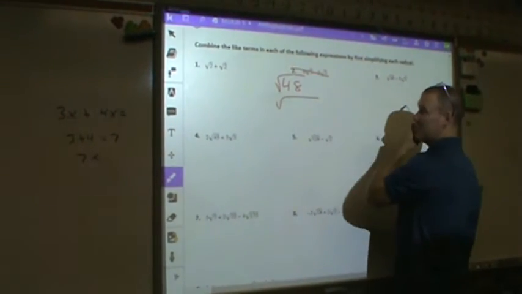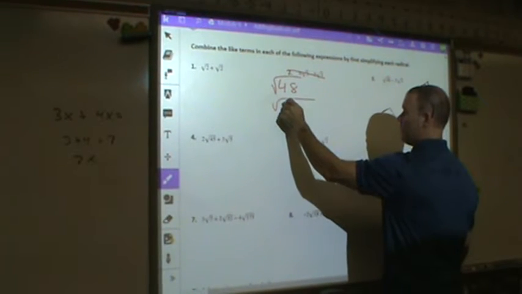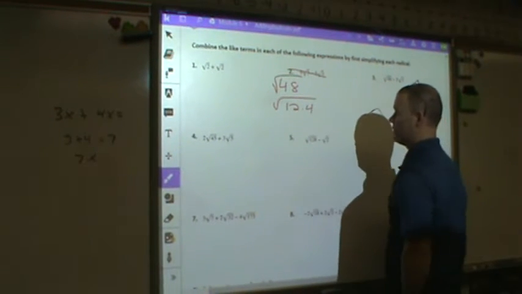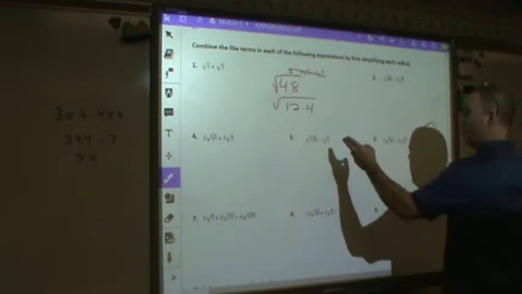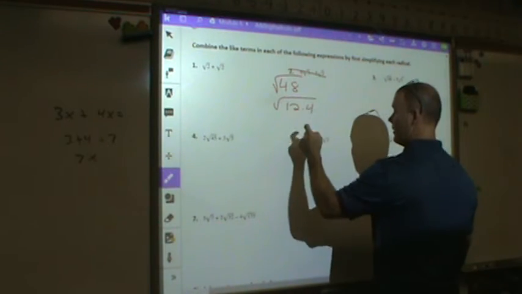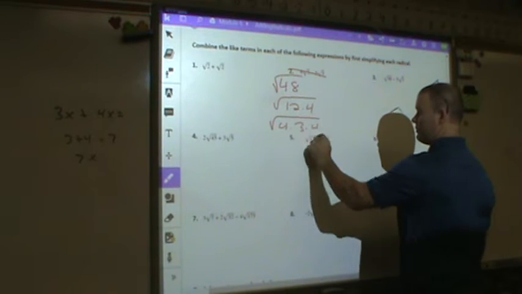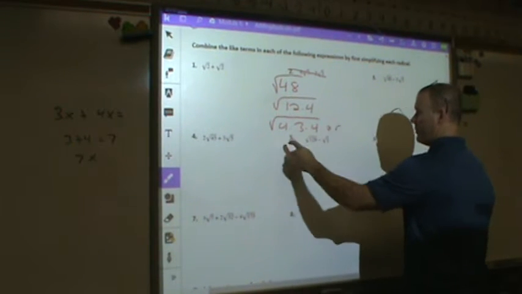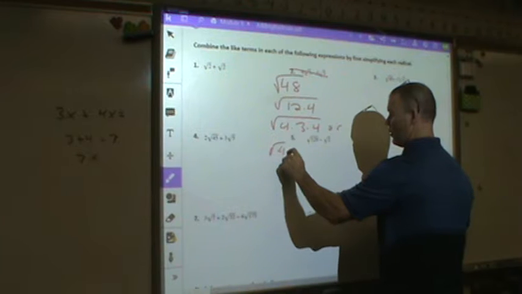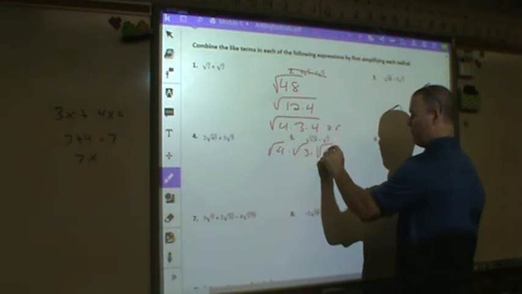Well, give me some factors of 48. Some of you might say 12 times 4 is 48. Yeah, it sure is. Well, gee, 4 is a perfect square. What are some factors of 12 that make a perfect square? 4 times 3. So 4 times 3 times 4, or I'm going to write this as the square root of 4 times the square root of 3 times the square root of 4.